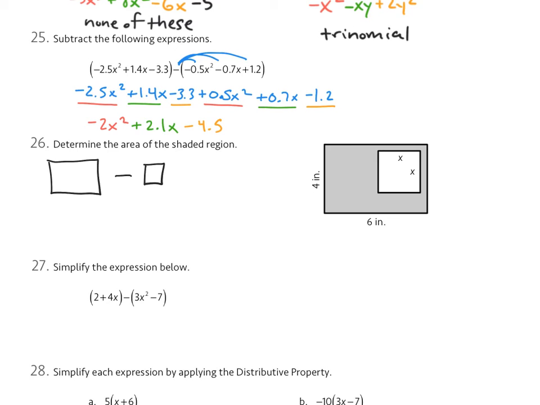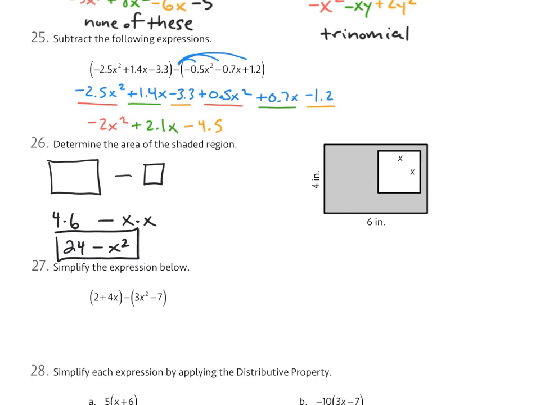The area of the rectangle is 4 times 6. The area of the square is x times x. 4 times 6 is 24. X times x is x squared. So the area of the shaded region is 24 minus x squared.